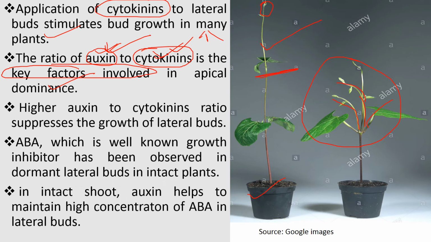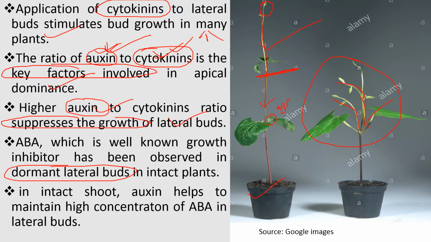So a higher auxin to cytokinin ratio suppresses the growth of lateral buds. It means it causes apical dominance, when the auxin concentration is higher. So ABA is a well-known growth inhibitor, and it has been observed in the dormant lateral bud. It has been observed that in the presence of auxin, ABA is present in the lateral buds.